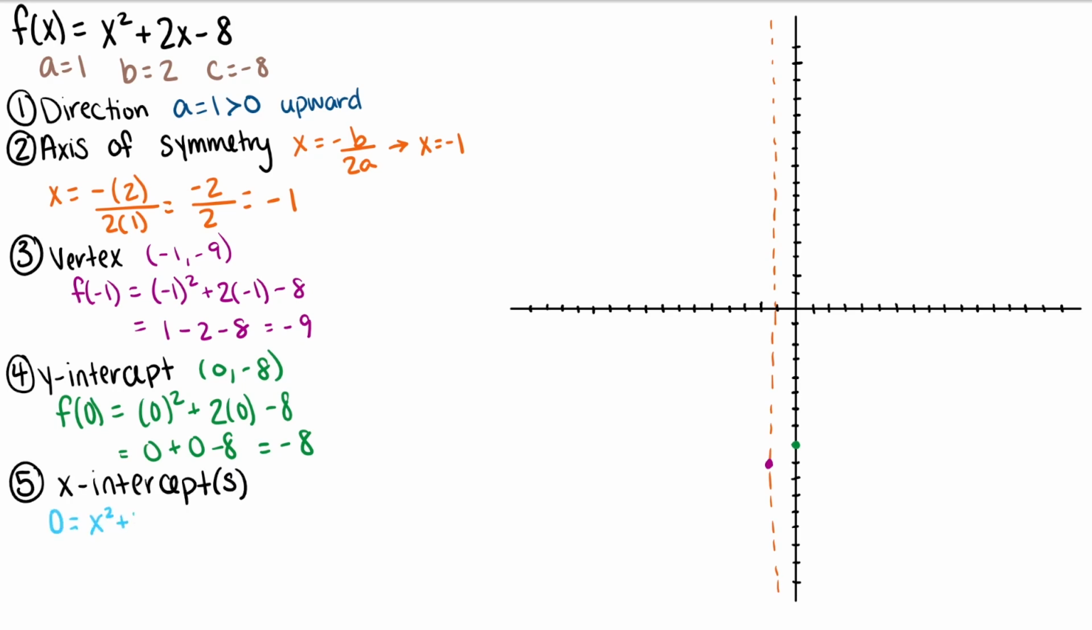So our a times c is negative 8. Our factors of negative 8 are 1 and 8, and 2 and 4. We can write those factors, so our factors become x plus 4 and x minus 2. Separating that out, we'll find that we have an x-intercept at negative 4 and at 2.